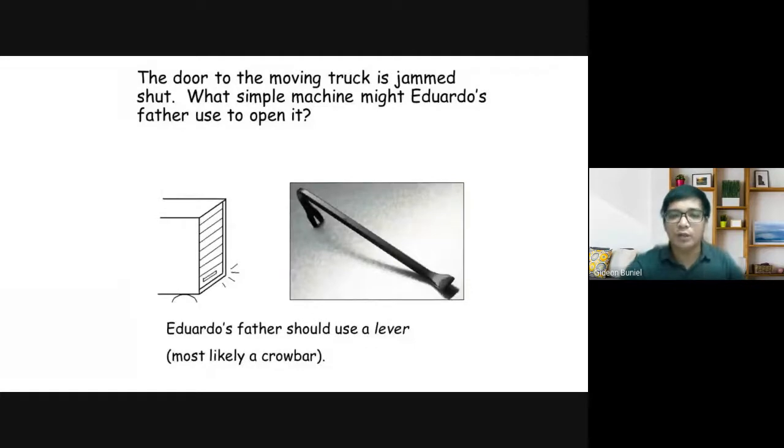Now, the door to the moving truck is jammed shut. What simple machine might Eduardo's father use to open it? In our language, we call this a bara, right? Since it's jammed, Eduardo's father should use a lever, most likely a crowbar. The English term is crowbar.